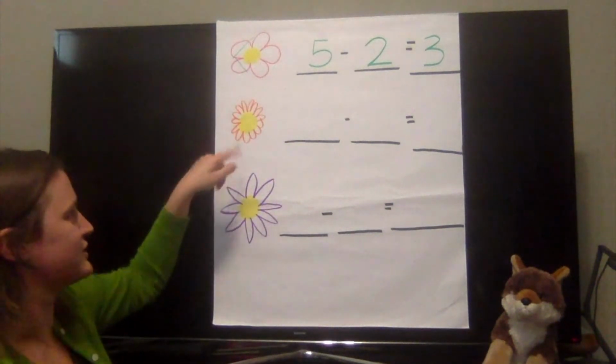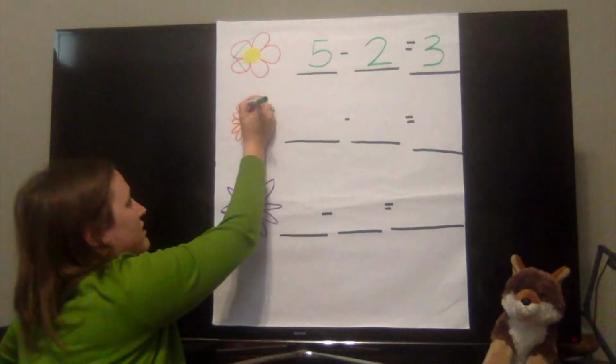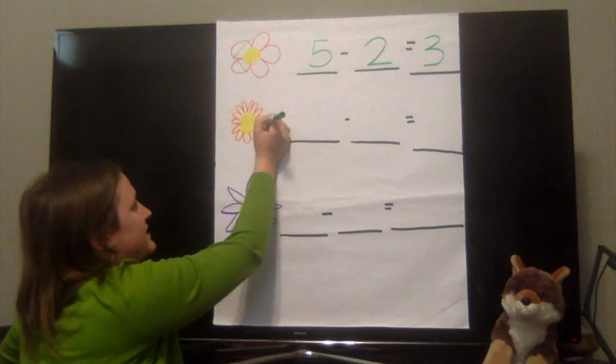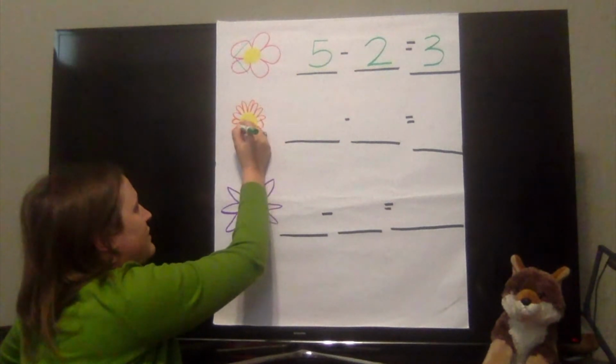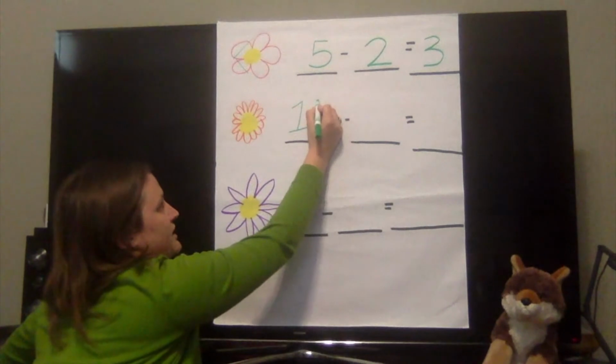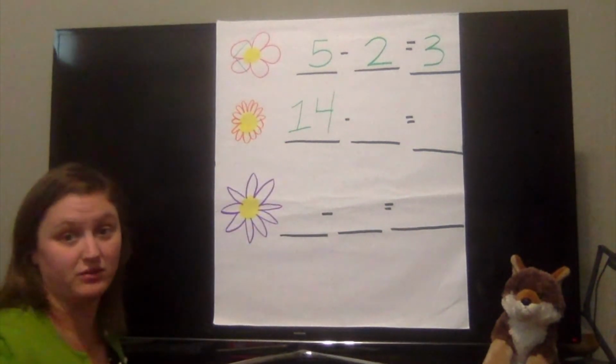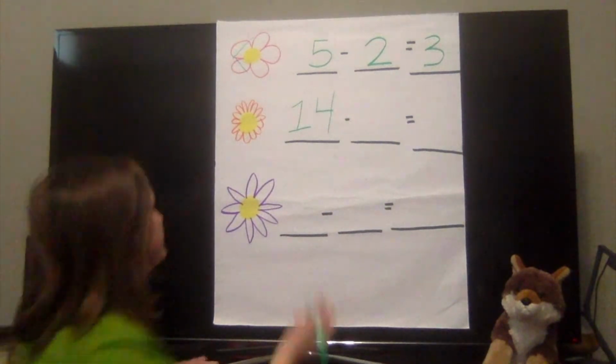Now let's see, this flower is a little wacky looking, but that's okay. Let me count out how many petals we have. We have 1, 2, 3, 4, 5, 6, 7, 8, 9, 10, 11, 12, 13, 14. Here we go, 2-digit subtraction. We have 14 petals. I'm going to take away 7.